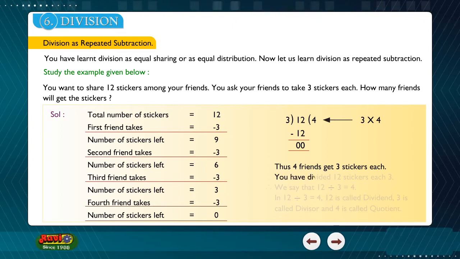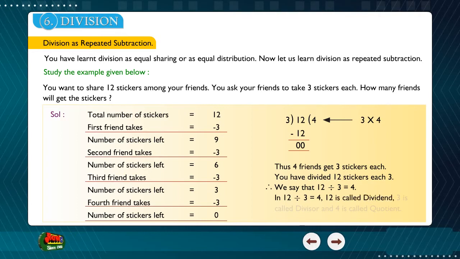You have divided 12 stickers, each 3. Therefore, we say that 12 divided by 3 is equal to 4. In 12 ÷ 3 = 4, 12 is called dividend, 3 is called divisor, and 4 is called quotient.